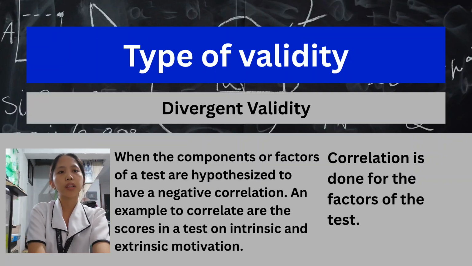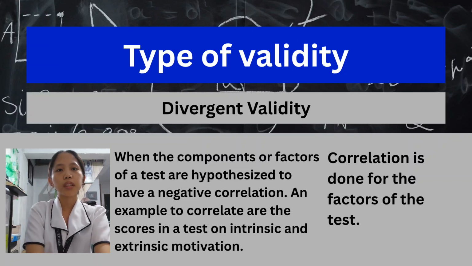For example, yung module natin gives intrinsic and extrinsic motivation. So, in intrinsic motivation, you study because you personally enjoy learning or you want to improve. And then, sa extrinsic motivation naman, you study because you want a reward, high score, praise, or others. So, if the test is designed to treat these as different factors, we may expect yung scores to have a negative correlation. So, meaning, as one goes higher, the other tends to go lower.